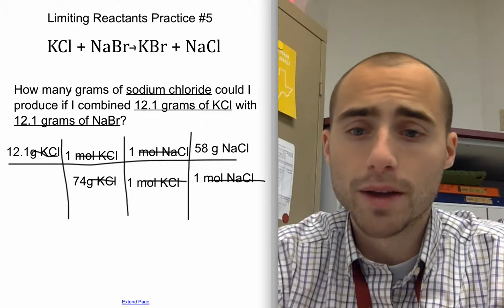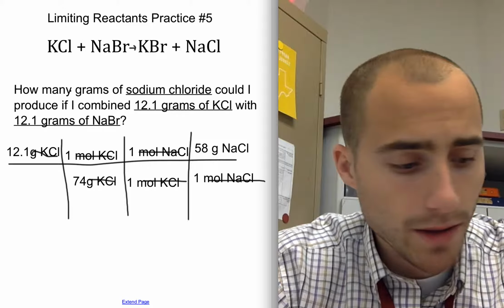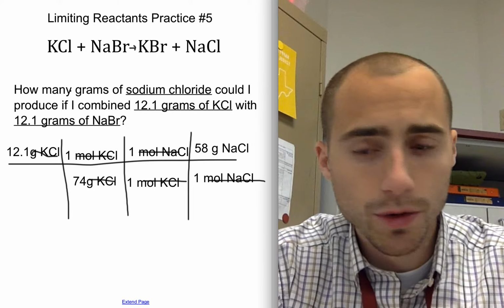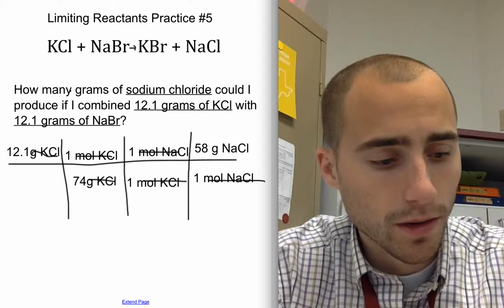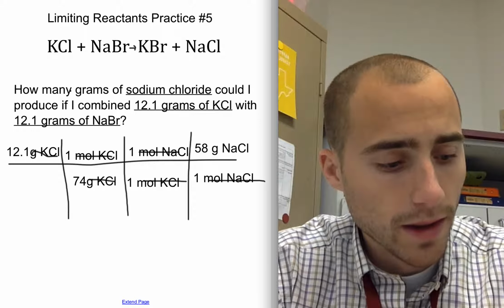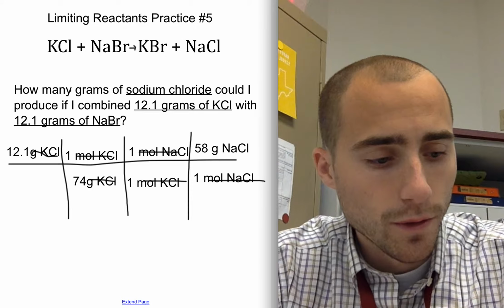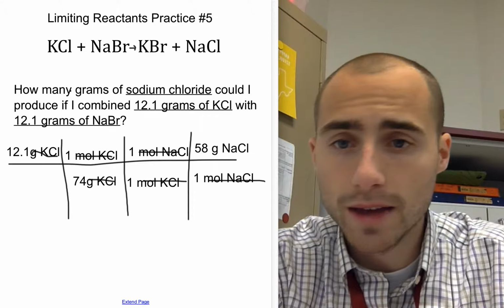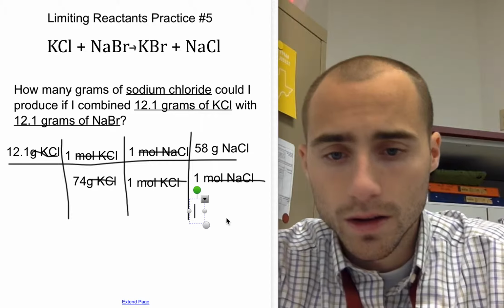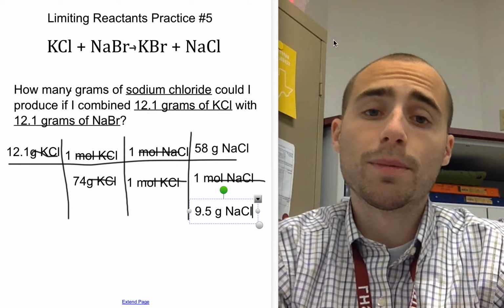So now we multiply straight across, so we would do 12.1 times 58, gives us 701.8, and then we divide that by 74, to get our answer of 9.48, so we're going to round that to 9.5. So 12.1 grams of KCl produces 9.5 grams of sodium chloride. Are we done? Absolutely not.